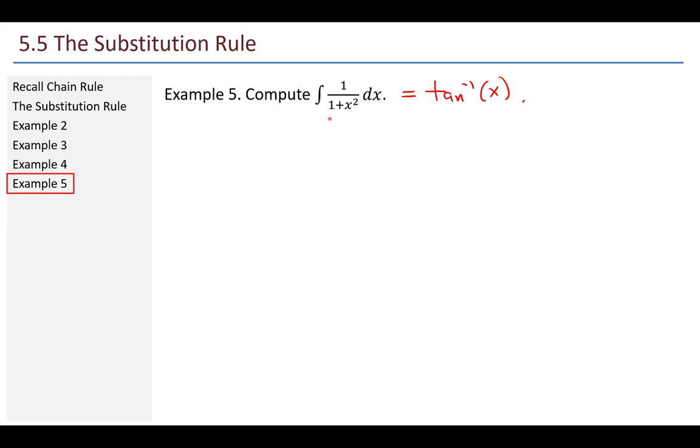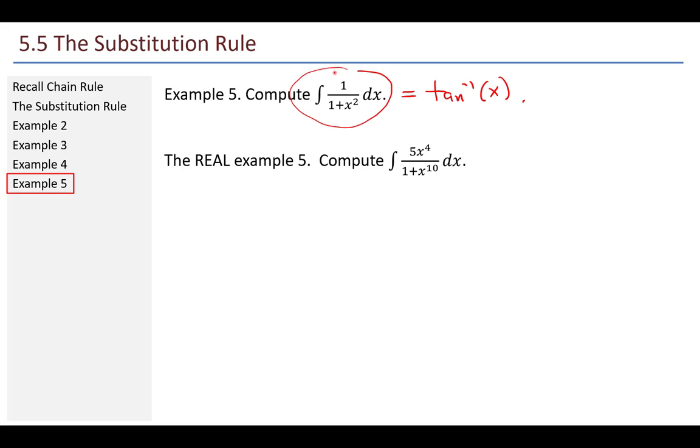Okay, but here is a better problem. Here's the real example 5. How about this one? 5x to the 4 over 1 plus x to the 10 dx. I told you before that if there's nothing obviously that works as an inside function, go for the whole denominator. But here's a situation where you don't want the whole denominator as your inside function, as u. Based on what's at the top, do you have a choice? Can you see what u should be?